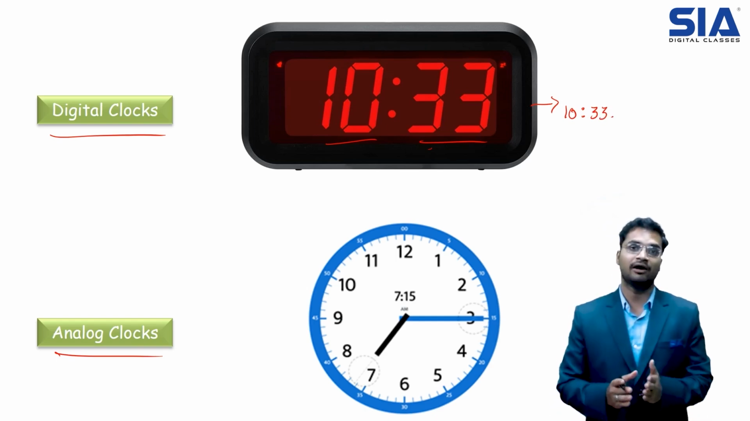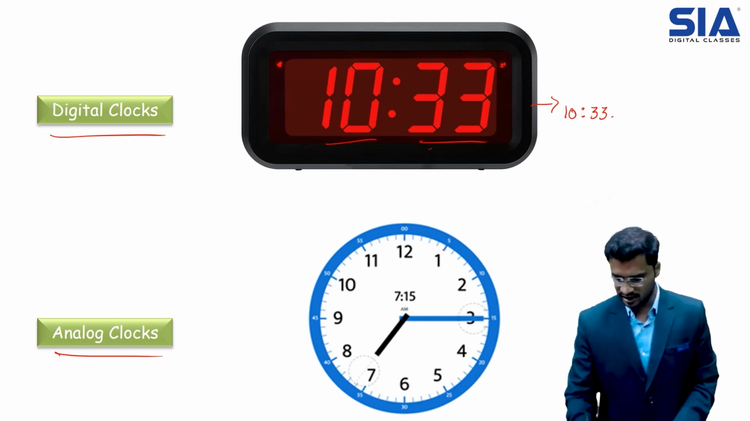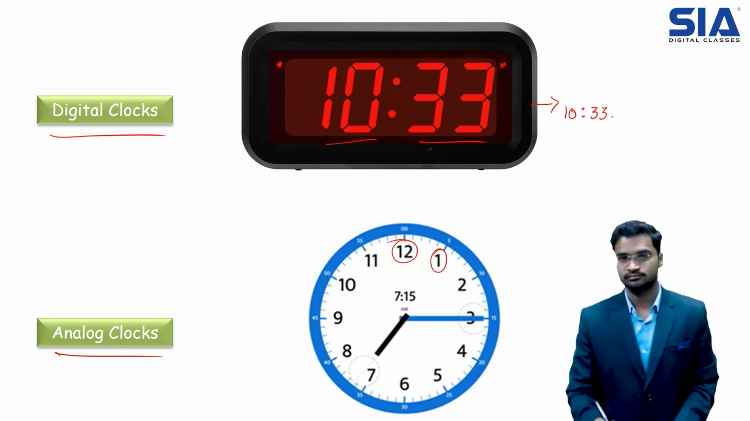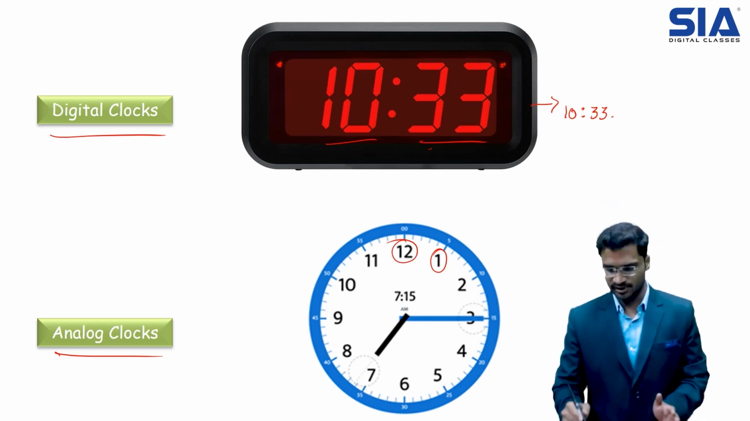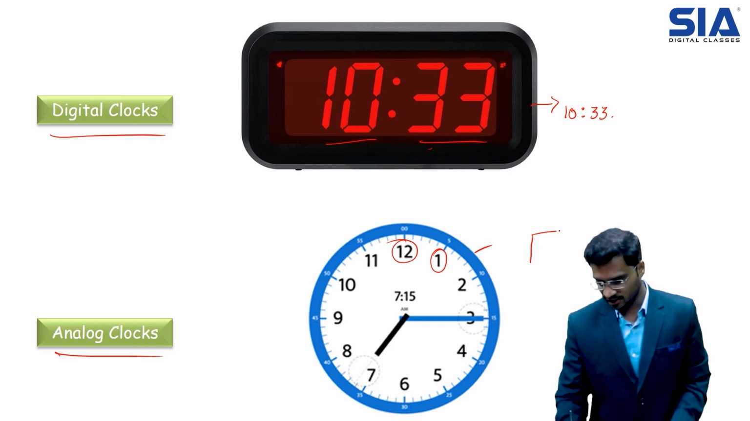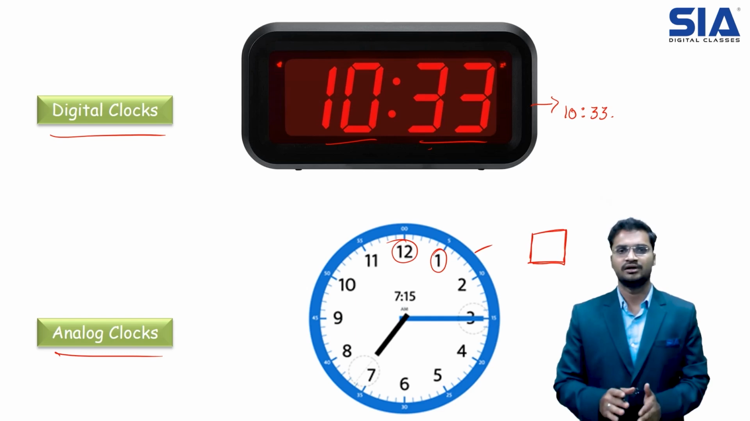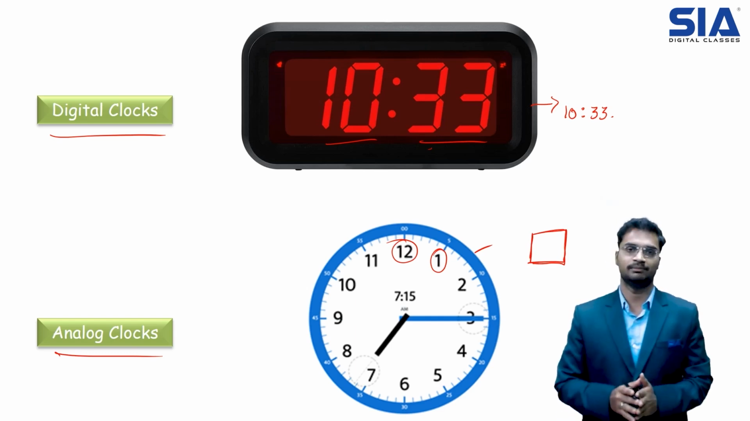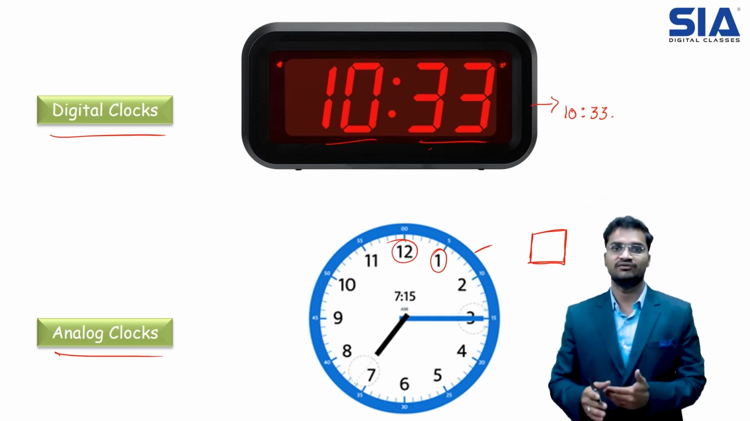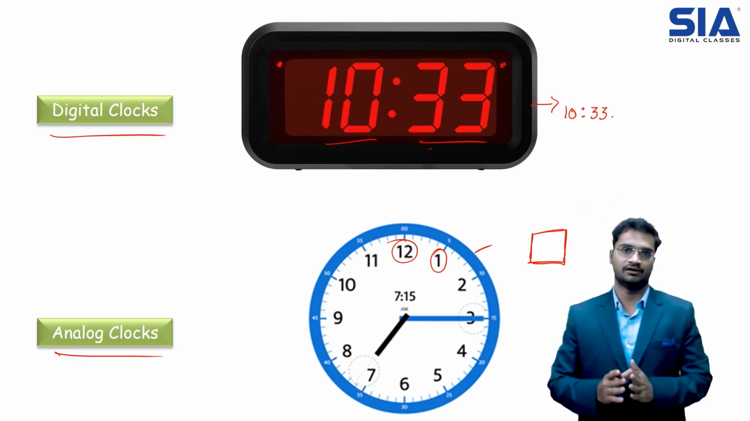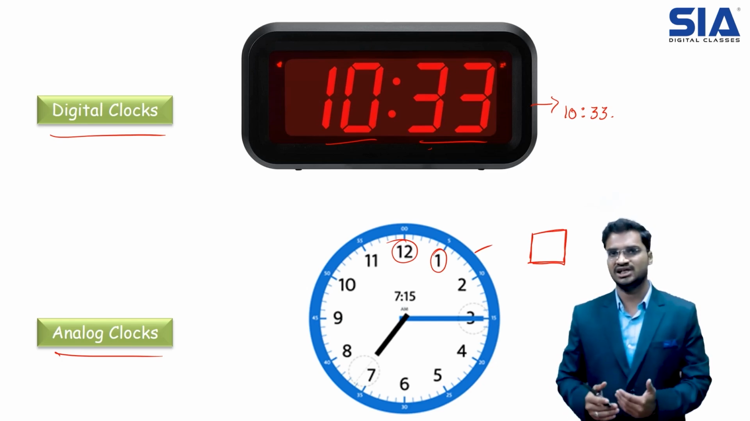And the second type is an analog clock. In an analog clock, there are numbers from 1 to 12, and the shape of the analog clock can be a circle, a square, or many other shapes. So in this clock, there will be 12 numbers. Sometimes these numbers are represented in Roman numerals, and sometimes there will not be any numbers. There will only be dots representing the hours. So this is the digital clock, and this is an analog clock.